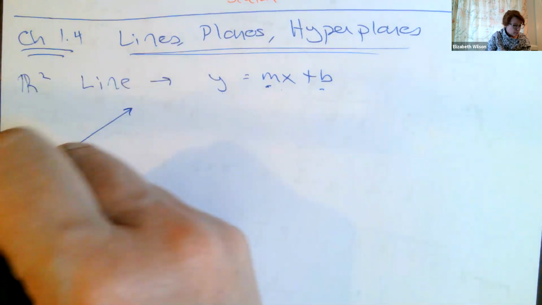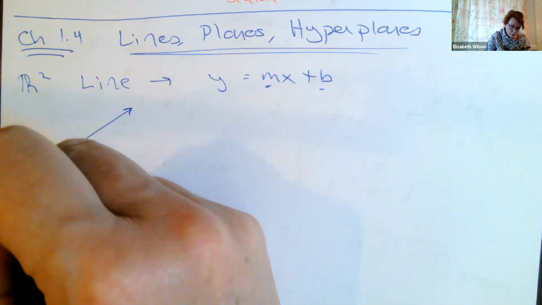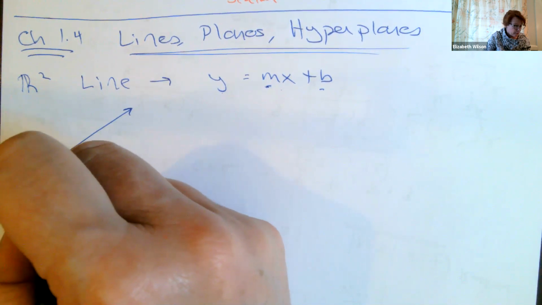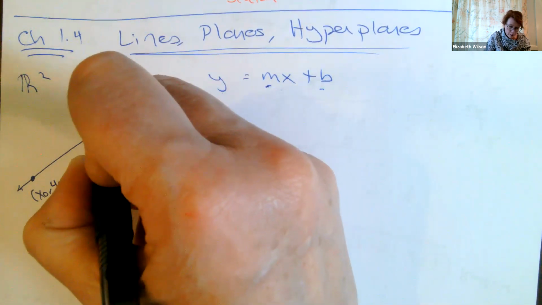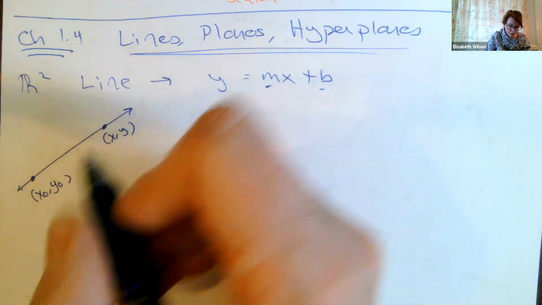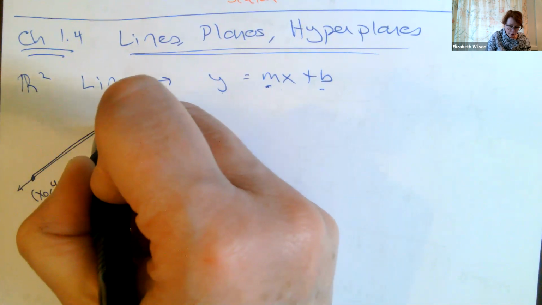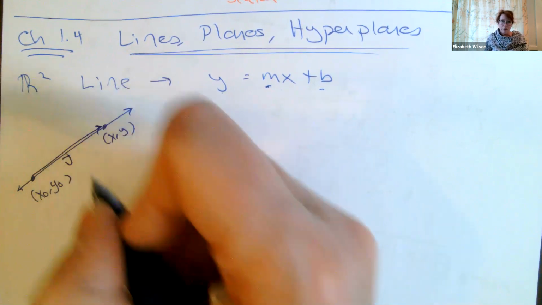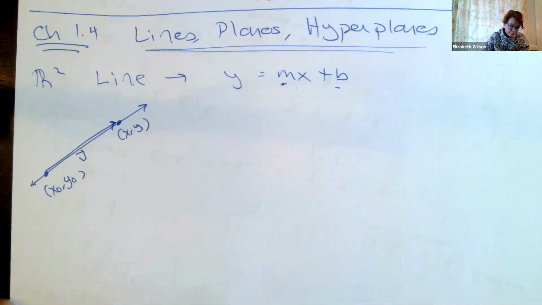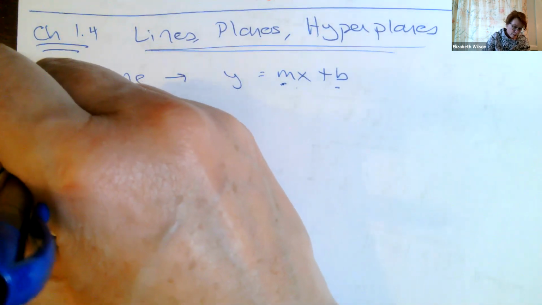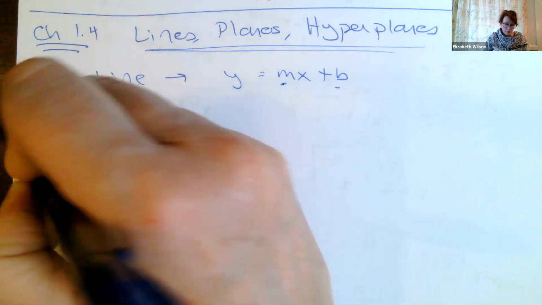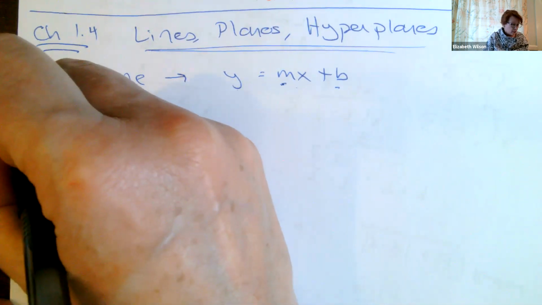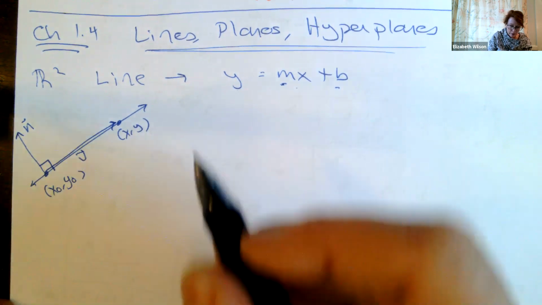I have a point, we'll call this x naught, y naught, and I have any particular point, x and y. This here, I'm going to draw just a little bit above so you can see it, is our vector that's on the line. I have a vector that's normal to my line. I'll call this n. Okay, so let's write down what these things are.